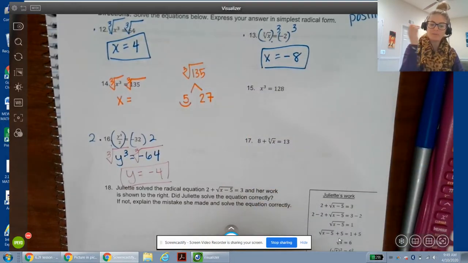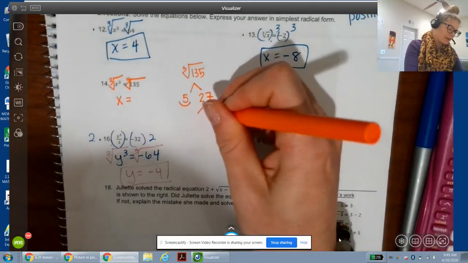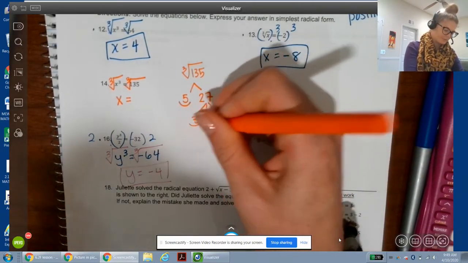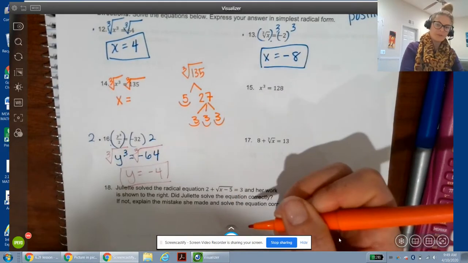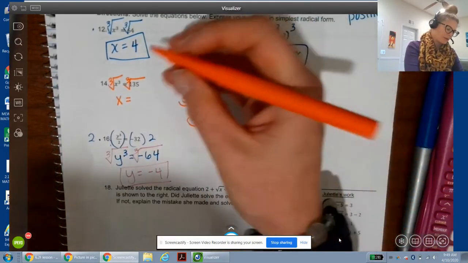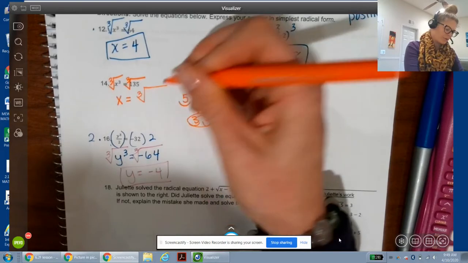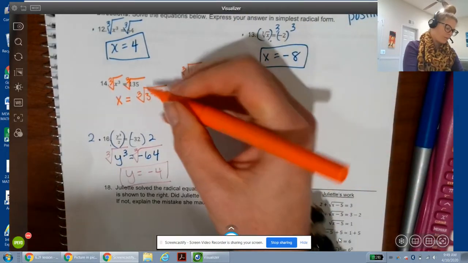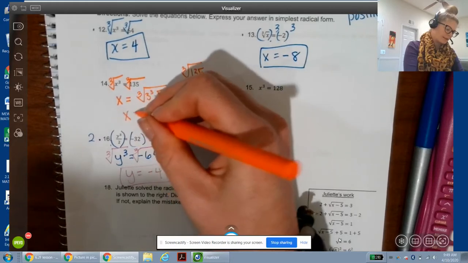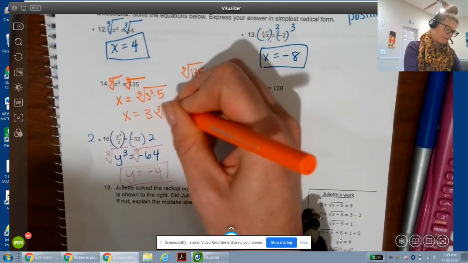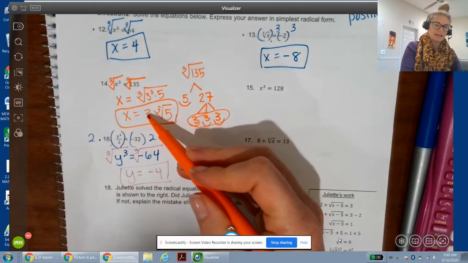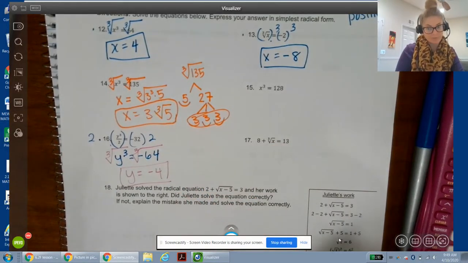And 27, I'm so happy because I already know that's a perfect cube. So I'm just going to break it into 3 factors of 3. Awesome. Pick out my triple. So I know that this is the cube root of 3 cubed times 5. Pull out the 3. x is equal to 3 cube root 5. Make sure your index looks like an index and not an exponent to the 3.